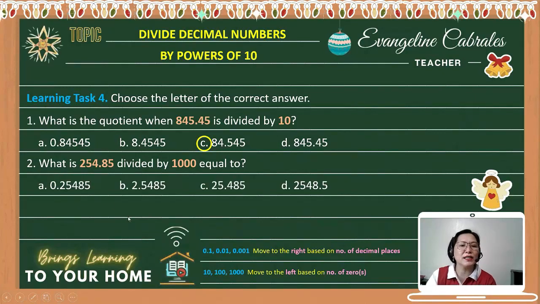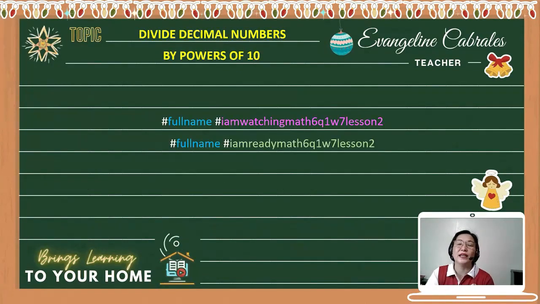So, nasaan kaya dyan ang mga sagot? Alin dyan sa mga choices ang sagot? Correct. That is letter A. O, diba? Ang dali. Mentally lang ang pagsasagot. Kasi nga, powers of 10. And that's it. That's our lesson for lesson 2, which is divide decimal numbers by powers of 10.